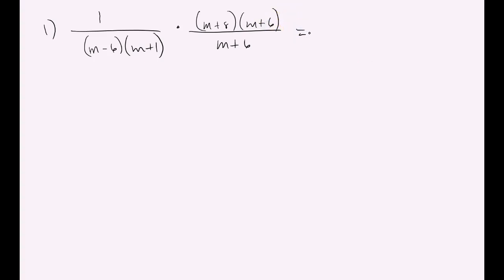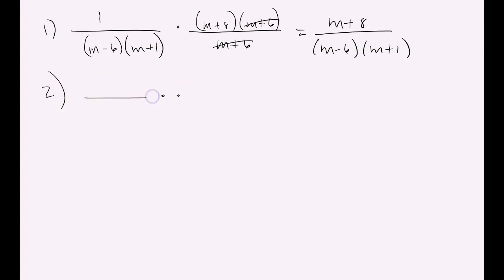And now let's cancel what we can. Cancel, cancel. And that's all I can cancel. So the end of my problem looks like this. Done. All right, number 2. It's another division. So let's go ahead and turn it into multiplication.